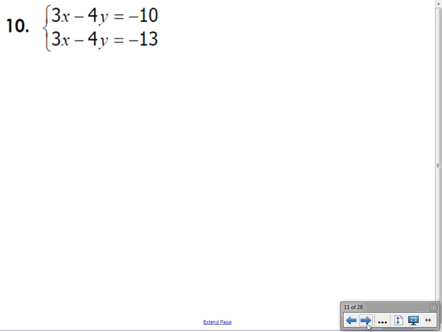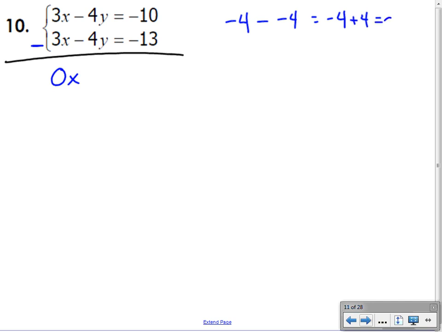In this example, both of our variables have common coefficients. So let's see what happens for this problem. Let's cancel the x's. To cancel the x's, we would have to subtract. Anytime you have two of the same sign, meaning they're both a positive 3, you have to subtract to cancel. So when we do 3x minus 3x, it makes 0x. When I do negative 4y minus a negative 4y, remember, be careful with the negatives here. If I have negative 4 minus negative 4, that's the same as negative 4 plus 4, which is 0.